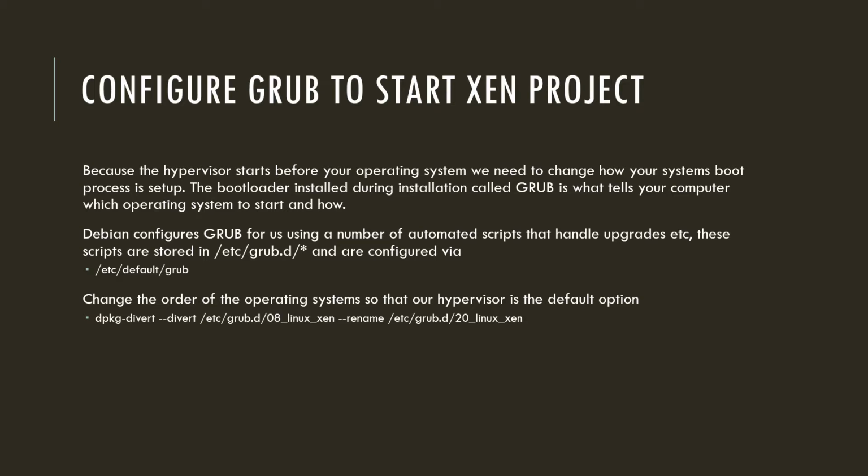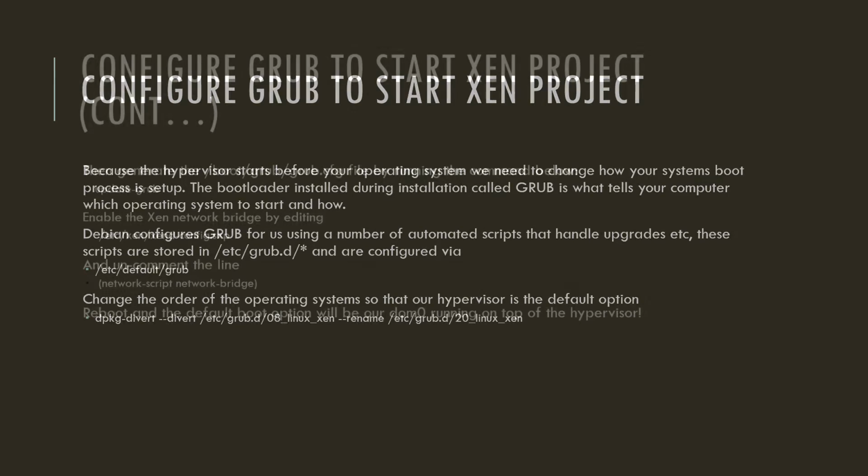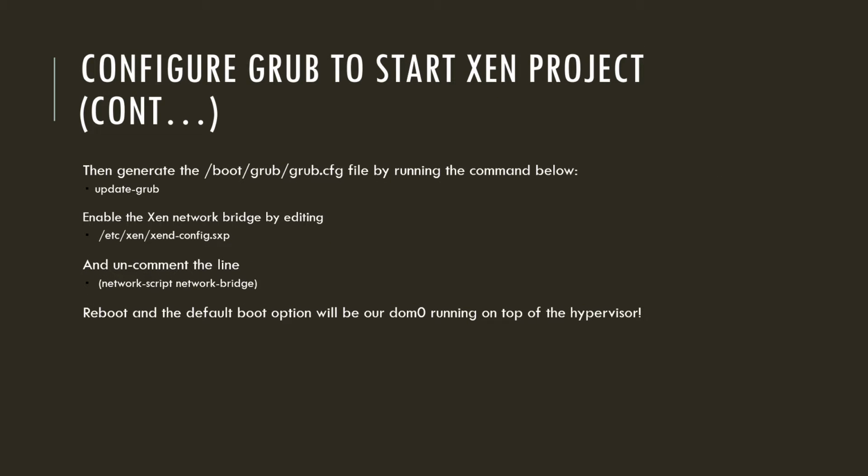Debian configures GRUB for us using a number of automated scripts that handle upgrades, and these are stored in /etc/grub.d and are configured via /etc/default/grub. Change the order of the operating system so that the hypervisor is the default option, and use the following command for it. Then generate the /boot/grub/grub.cfg file by running the command below, update-grub.